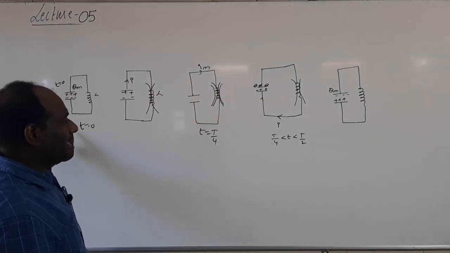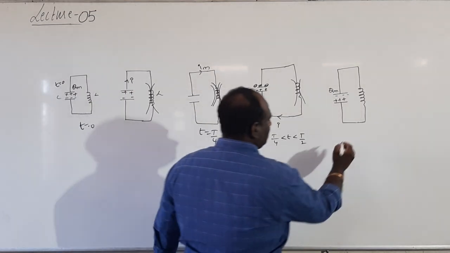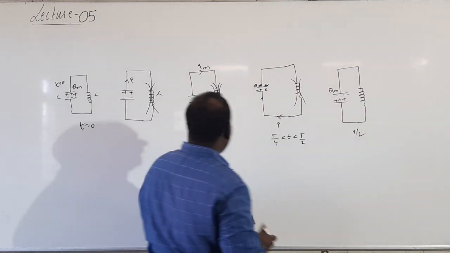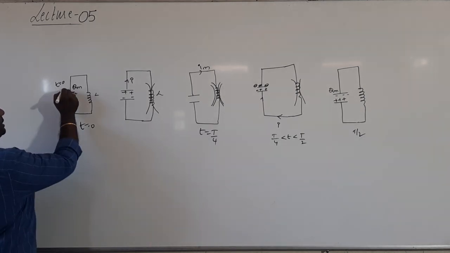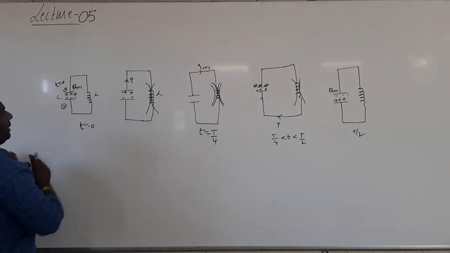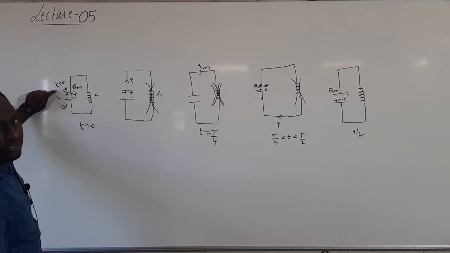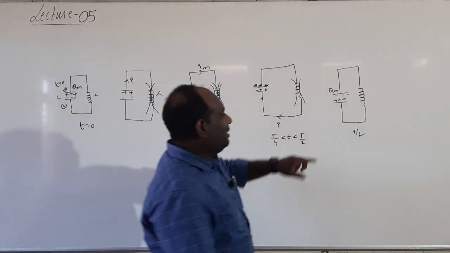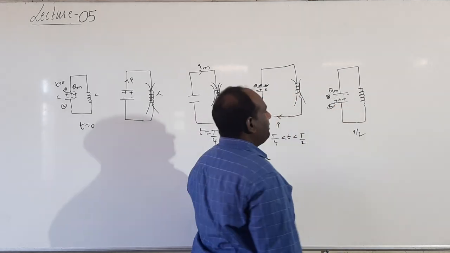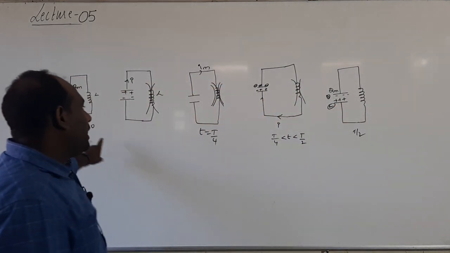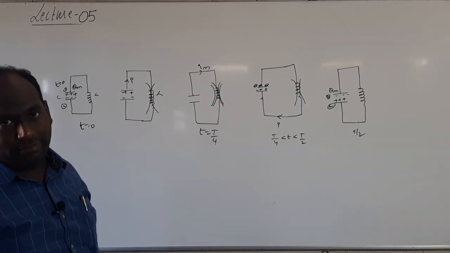But if you observe at t equal to 0, the plate, I will give the numbering so you can understand clearly. First plate, second plate. At t equal to 0, the first plate is positively charged. At T by 2, the first plate becomes negatively charged and the second plate becomes positively charged. That means the polarity of the charge is completely reversed.